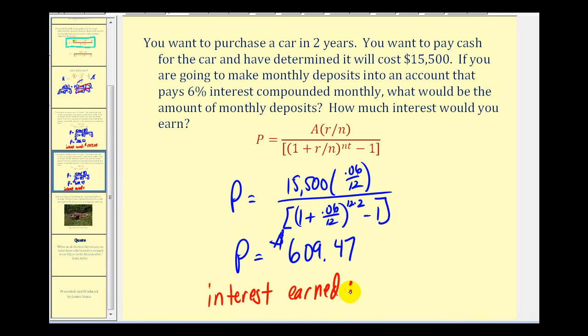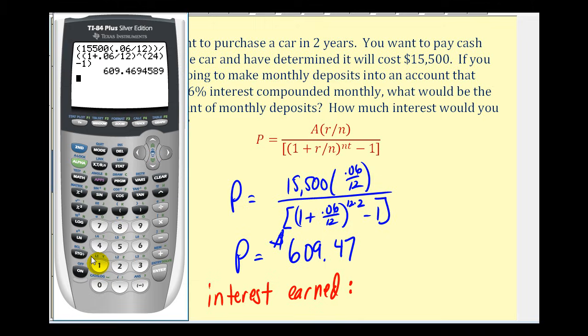Now let's go and determine how much interest would be earned over the 2-year period compared to the 4-year period. So the ending account balance is still going to be $15,500, but our payments are only over 2 years now. So we'll have the monthly savings amount times 12 payments per year times 2 years. So over the 2-year period, we only earned $872.72.